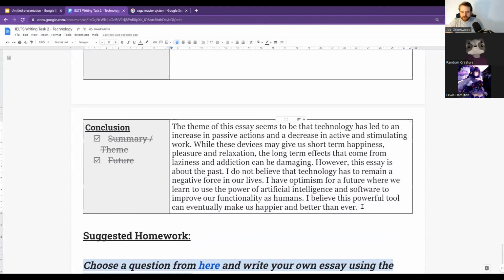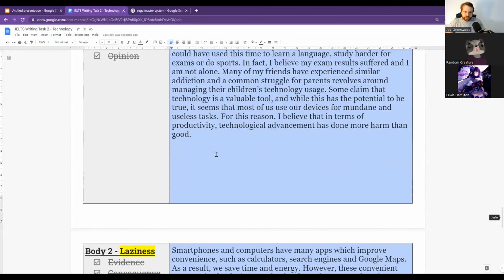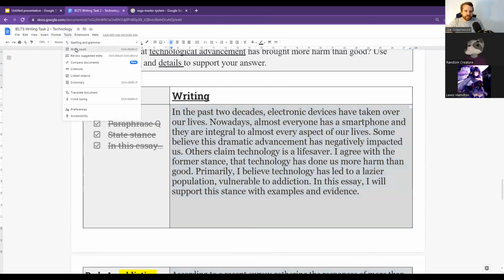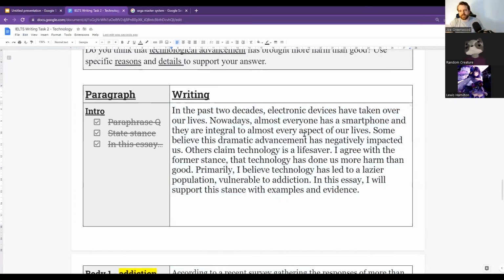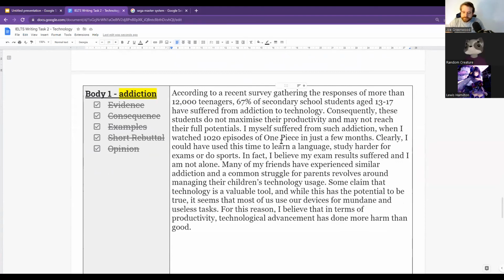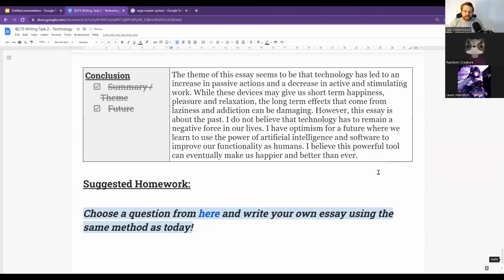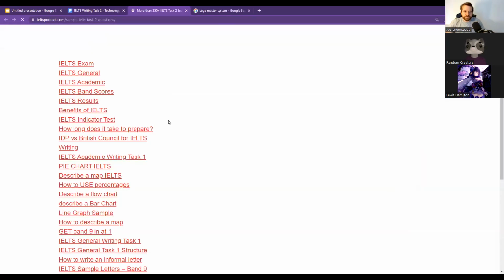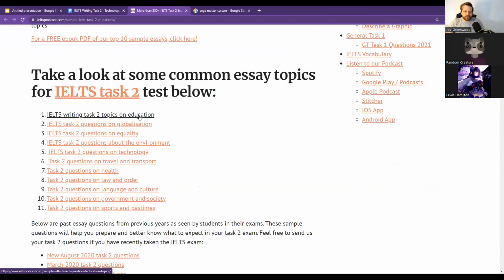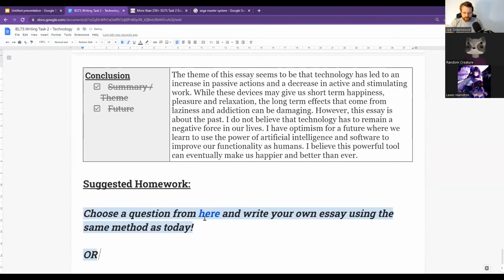Now, of course, I wouldn't expect you to write in the exact same way, but how many words have I written? I've written 521, so it's about double the marking scheme. I think we did it within 40 minutes. So it is possible to write an essay just like this yourself. And I suggest for homework, either you choose a question from here. You can choose any question from here. We've got education, globalization, equality, environment, technology, transport, health. And then choose a stance, choose 2 reasons, and write. Or write the other side of this question. Technology is good.